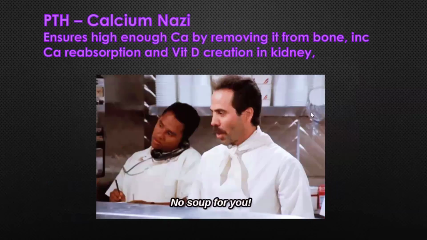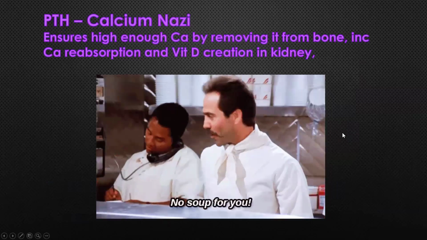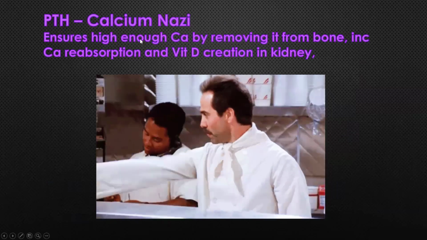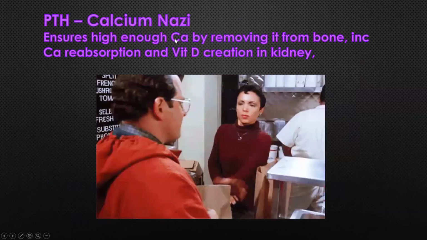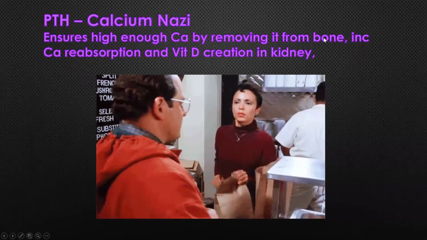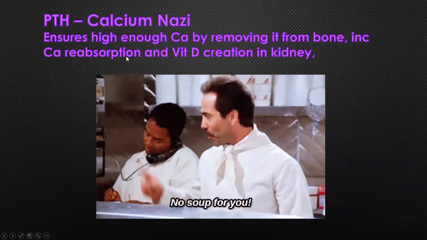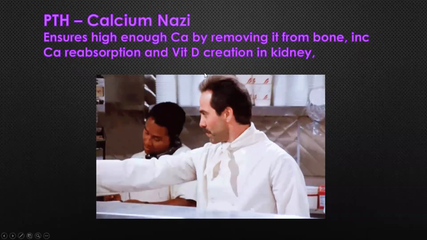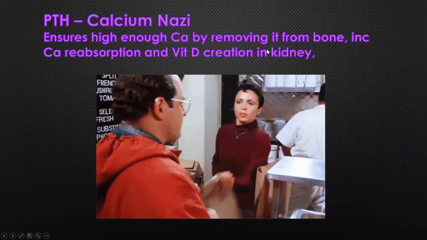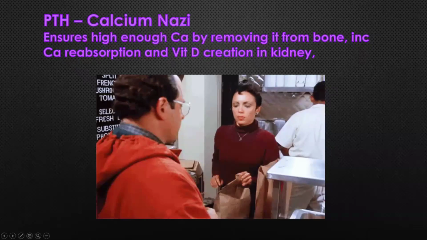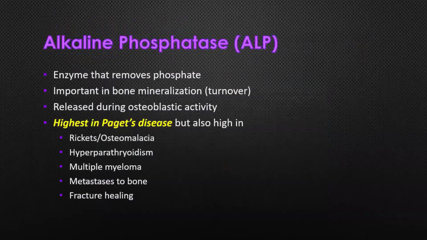All right, here's our soup Nazi. That's how I remember PTH, parathyroid hormone. Primary reason for PTH is to ensure enough calcium in the serum by taking out of bone, increasing reabsorption in the intestines, also in the kidneys, and also vitamin D creation in the kidneys. So everything about it is to maintain higher levels of calcium.